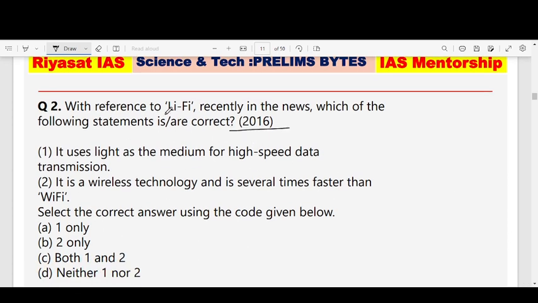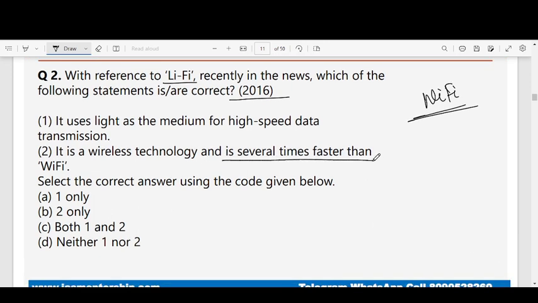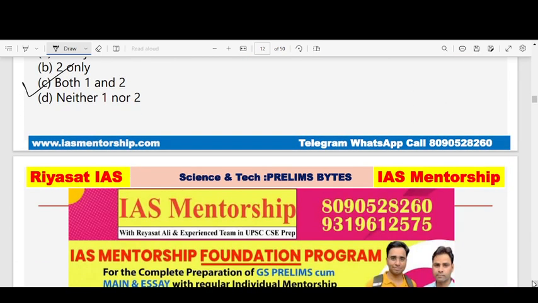2016. With reference to LiFi, light fidelity: we are using Wi-Fi, which is wireless fidelity, but LiFi is light fidelity. It uses light as the medium for high-speed data transmission. It is a wireless technology and it's several times faster than Wi-Fi. Both the statements are correct. Yes, LiFi is a high-speed data transmission medium, and yes, it is also faster than Wi-Fi. Okay. So with this, let us move to our concept part.